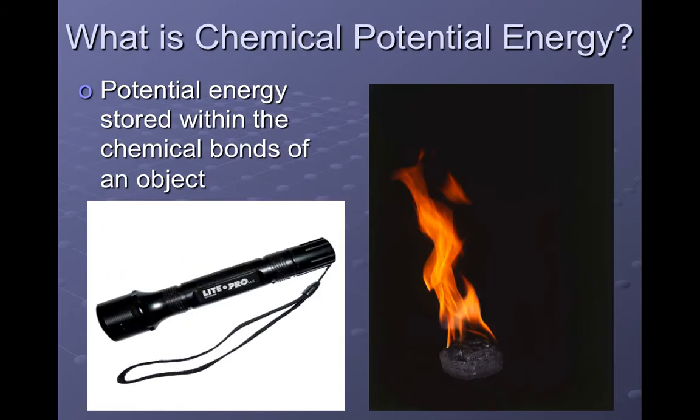Chemical potential energy is the potential energy stored within the chemical bonds of an object. And you saw this in chemistry, especially with a combustion, where when we lit something on fire, what was happening was the bonds were being broken. And when the bonds were being broken, it was releasing heat. And that was the fire that you saw.